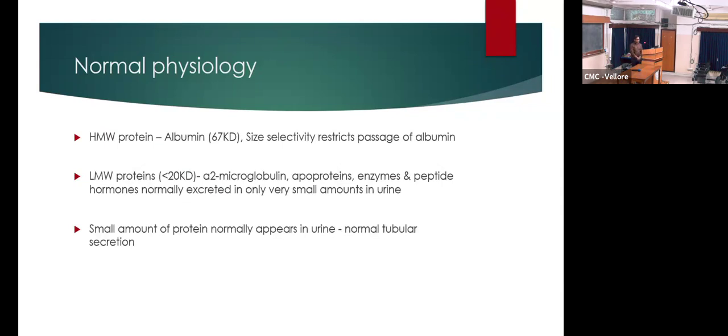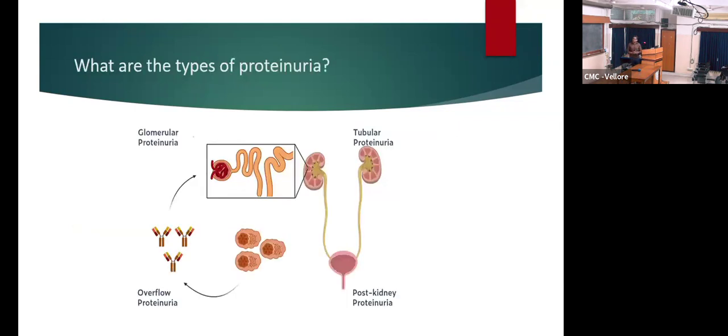Low molecular weight proteins, less than 20 kilodaltons, including alpha microglobulins, apoproteins, enzymes, and peptides, are mostly tubular, so they are excreted in very small amounts in the urine. Whatever protein appears in the urine, if it is 150 milligrams or less, it is tubular proteinuria, not glomerular proteinuria. So these are the types of proteinuria: glomerular, tubular, overflow, and post-renal proteinuria. We'll see them one by one.